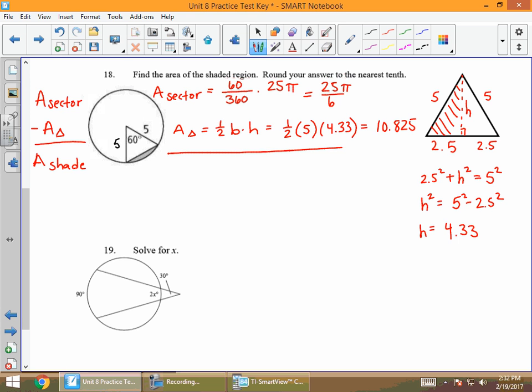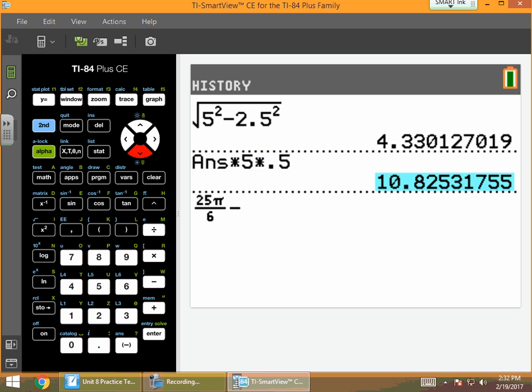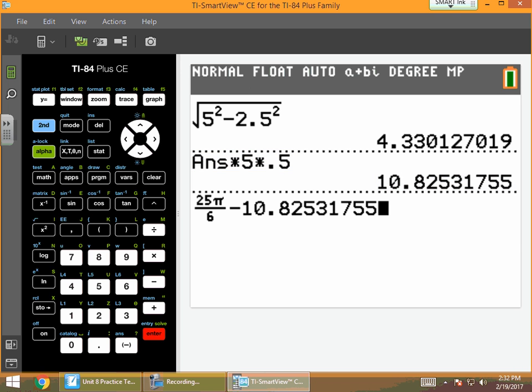So the area of the shaded region is 25 pi over 6 minus 10.825. So let's put that in here, 25 pi over 6 minus that answer right there. So I get an answer of about 2.26.